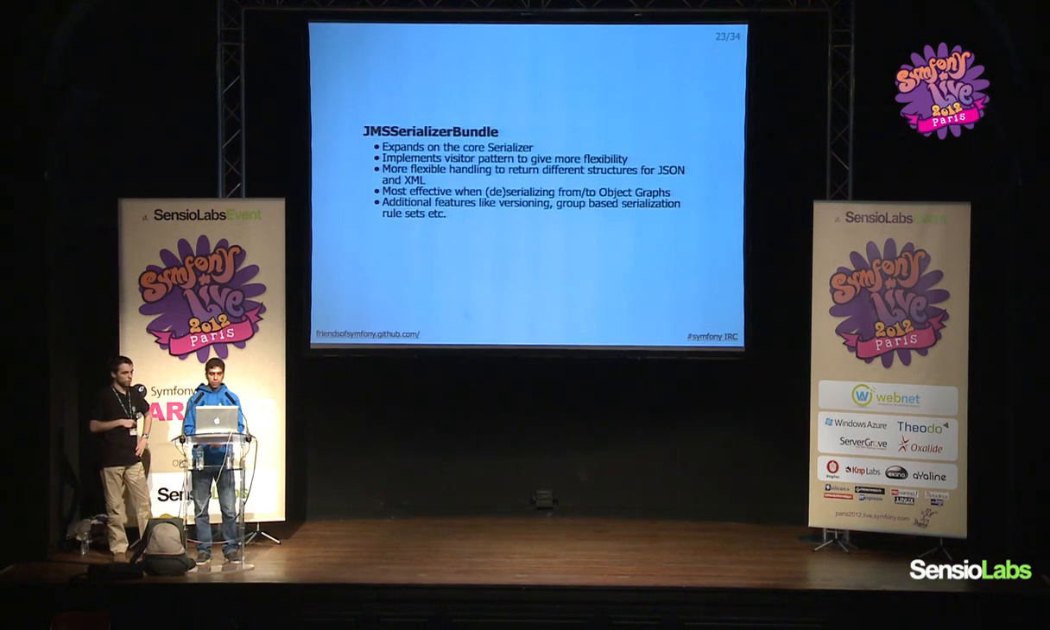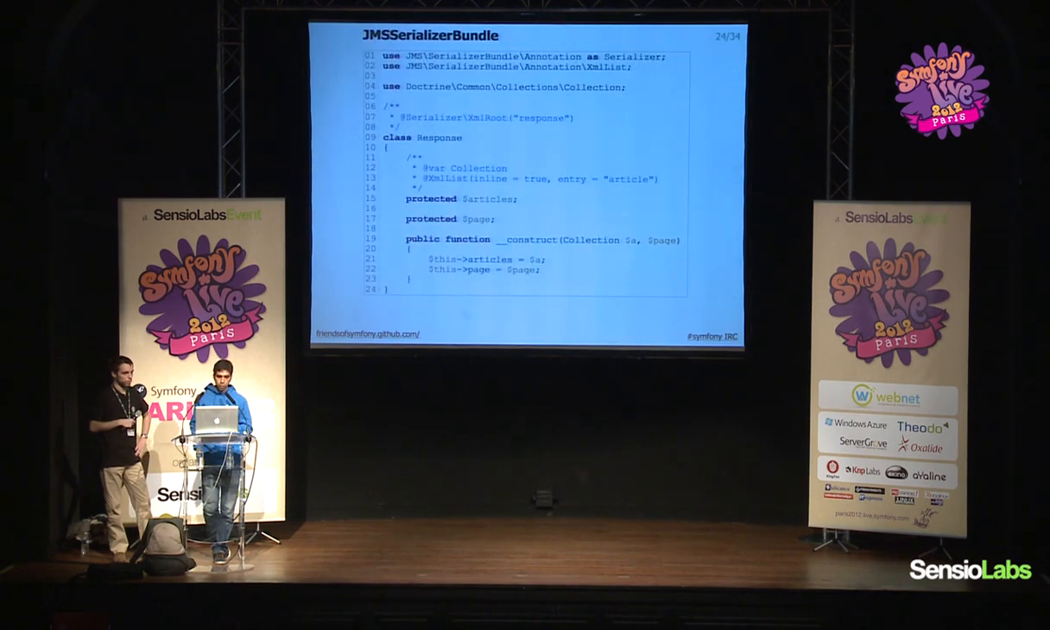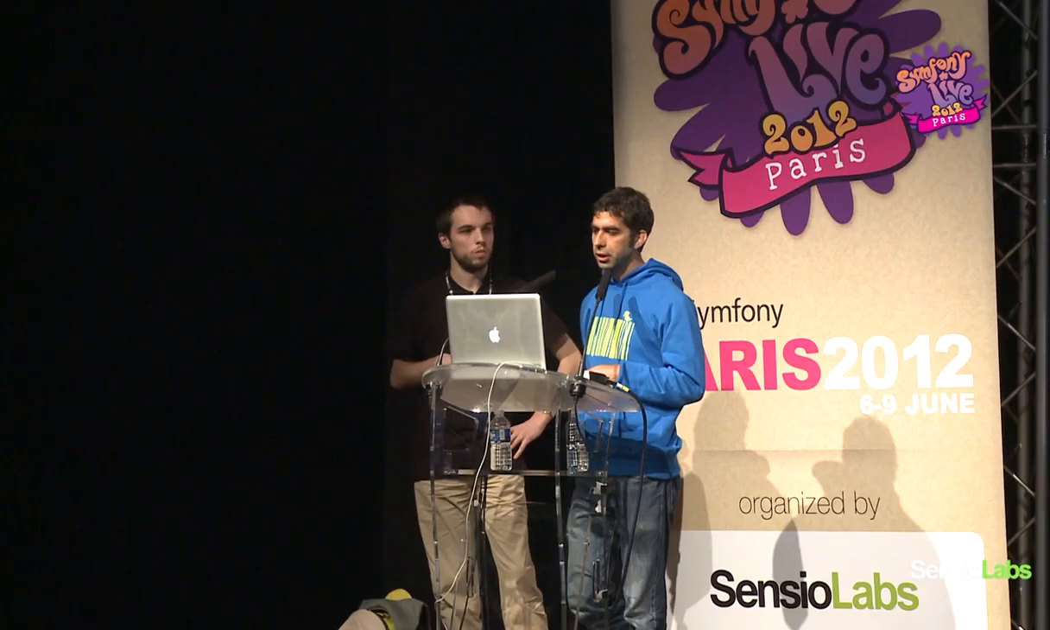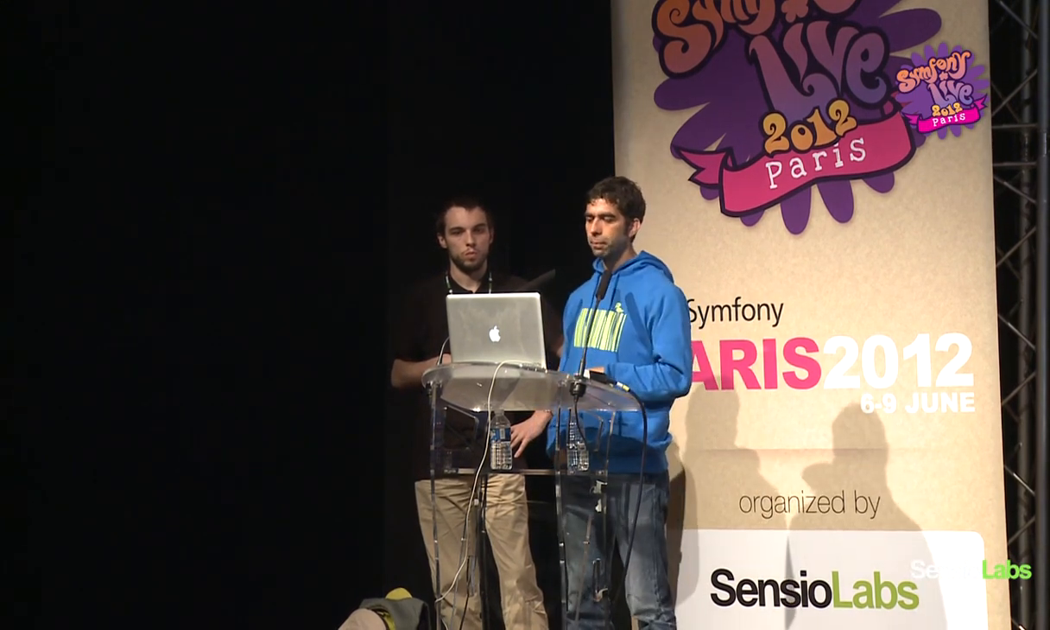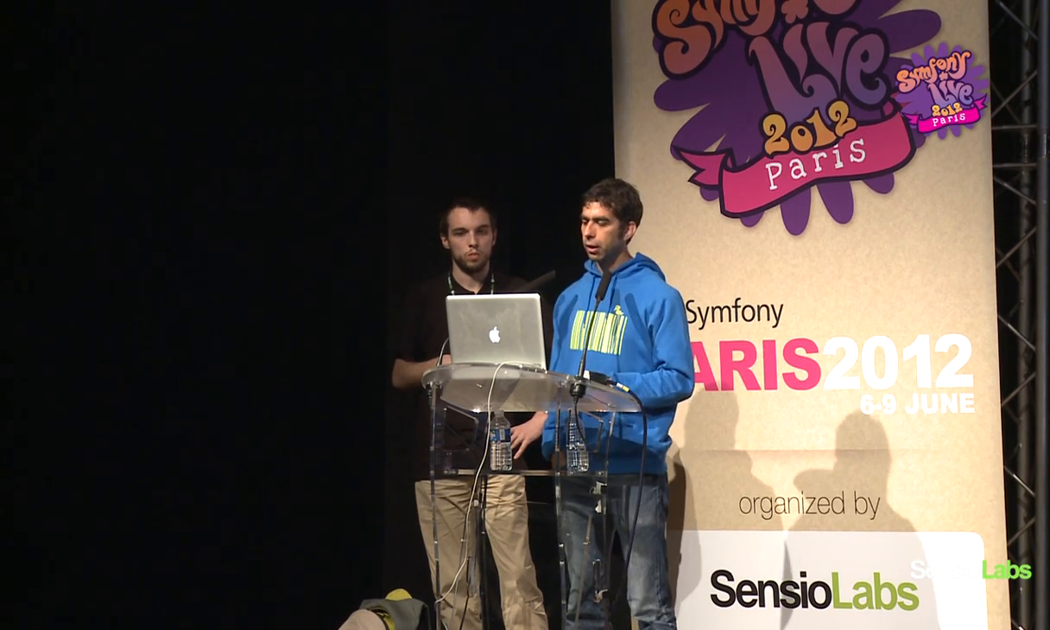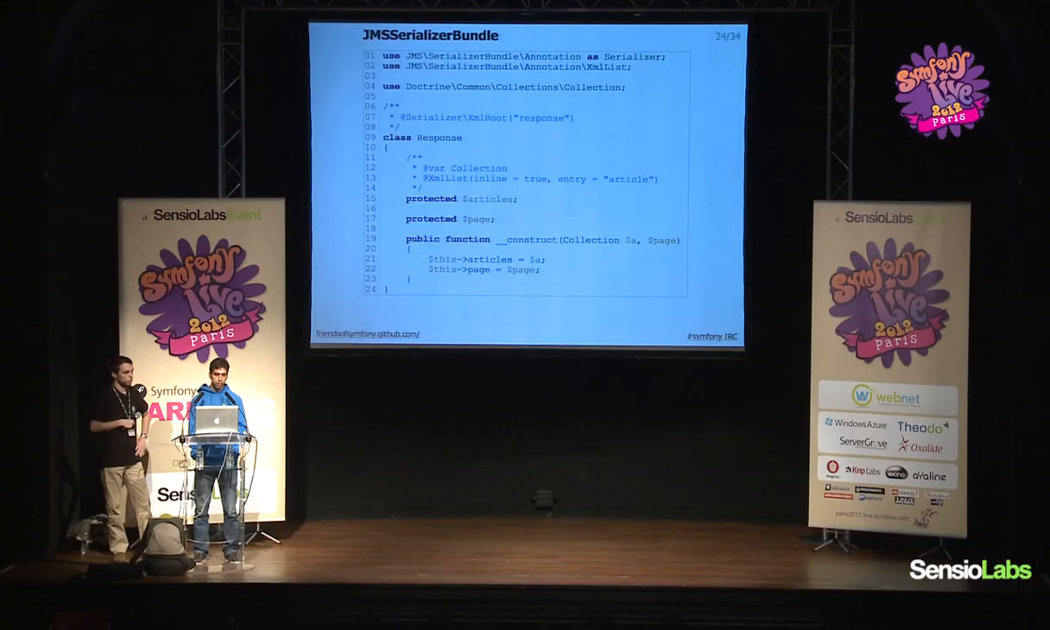It also provides features like versioning and group-based serialization rules. So you can annotate your objects to specify that this should only be exposed for this version, or this serialization rule only applies to this group. Then, before you serialize, you specify which version and which groups you want to use as part of this serialization call. As you can see here, we basically defined a class, and we are importing the annotation from Serializer.